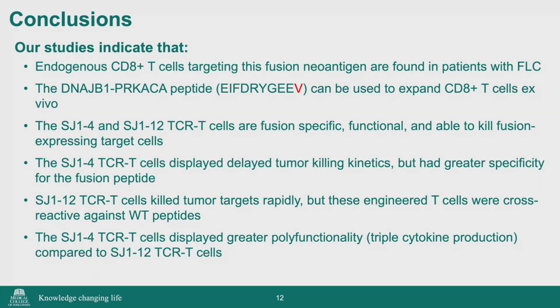produced. And so SJ1-12, even though it killed the tumor targets much more quickly, these engineered T cells actually displayed a much higher level of cross-reactivity against wild-type peptides, whereas the SJ1-4 displayed polyfunctionality, so it was a triple cytokine producer, and it also had much reduced cross-reactivity to the wild-type protein. So again, suggesting that this might be the more beneficial cell-based therapy to introduce into a patient.